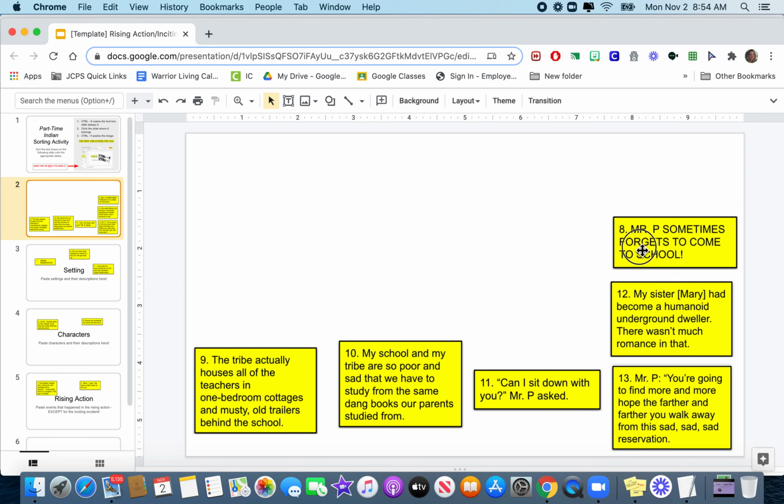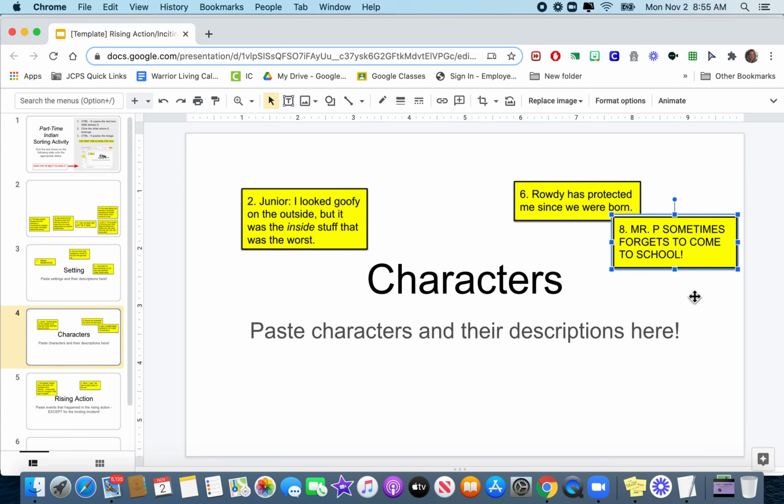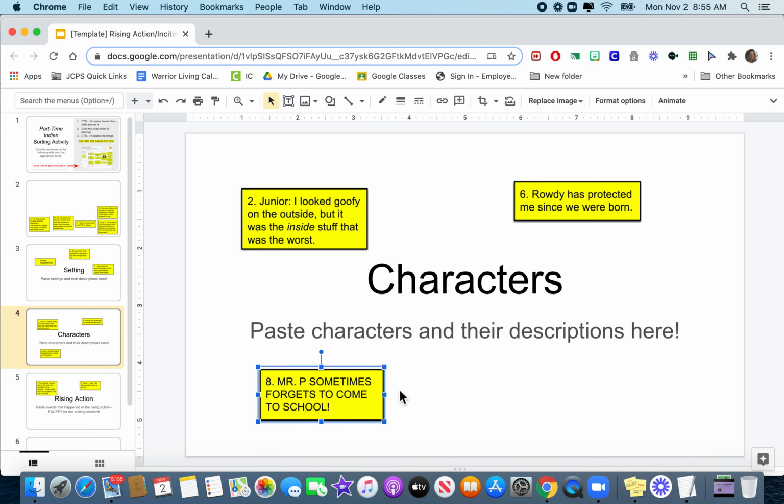All right, number 8, Mr. P sometimes forgets to come to school. Again, don't overthink it. This is going to be characters. We learn that Mr. P is a little absent-minded. He's a character.